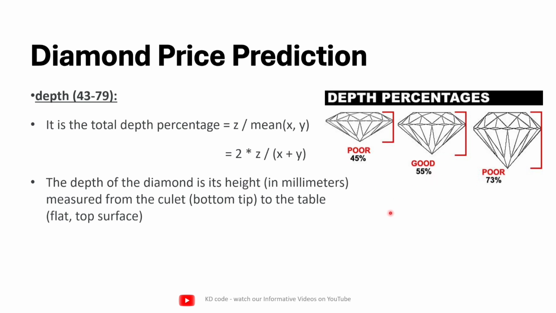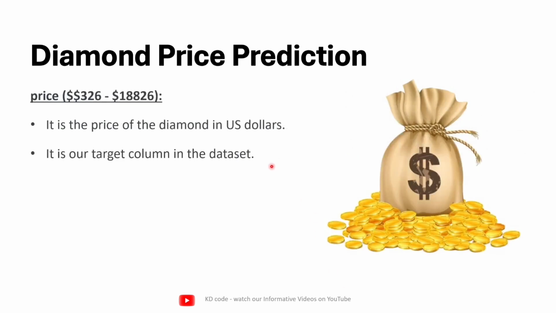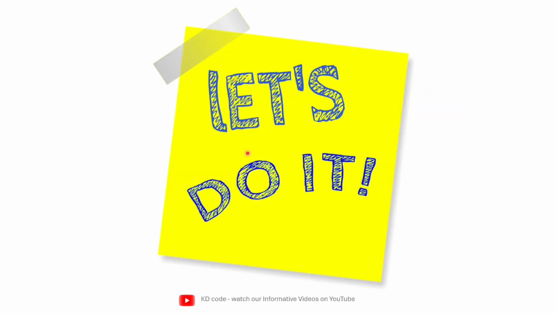Let's see about the last variable or attribute, the price of the diamond. This is a very interesting variable, and I hope no one needs an explanation for this. Just kidding, guys. The price variable is the one we are going to predict in this video, and it will be in US dollars. So I hope everyone understood the data attributes I'm considering as input for our model, right? Without any further delay, let's do it, guys.